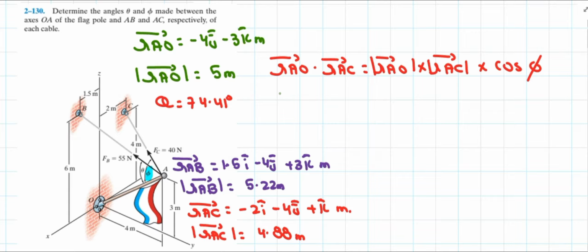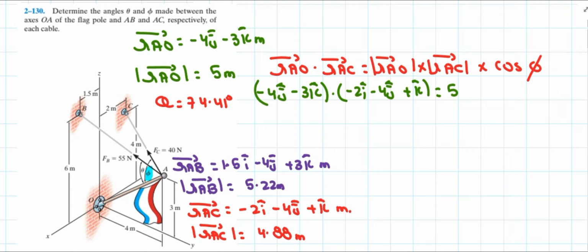Now the value of RAO is negative 4j with negative 3k, and the RAC position vector is negative 2i cap, negative 4j cap, positive k cap, which is equal to the RAO position vector magnitude, 5, times the RAC position vector magnitude, 4.88, times the cos of phi.